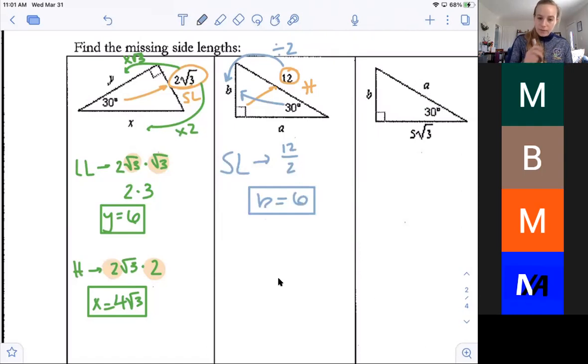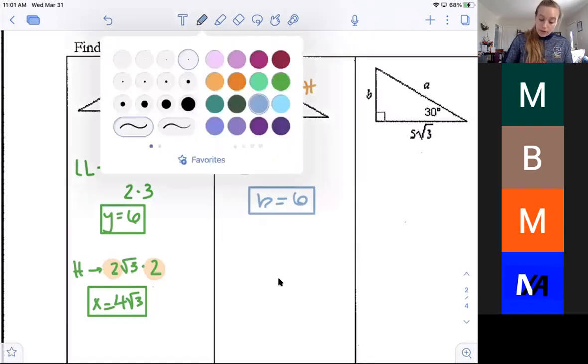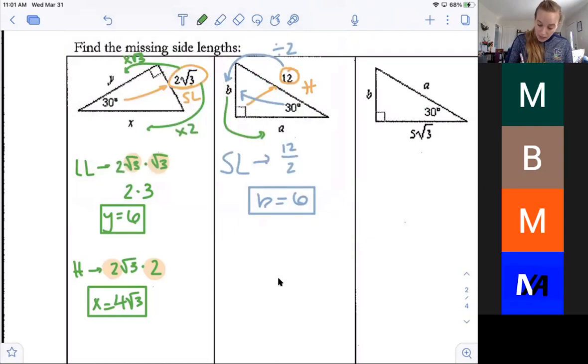Any questions so far? Okay. Now I'm going from the short leg to the long leg. So if I'm going from short to long, I'm getting bigger. So I'm going to grow. I'm going to multiply by root 3. So long leg is going to be 6 times root 3. Well, that's as simple as that gets. Little a is 6 root 3.